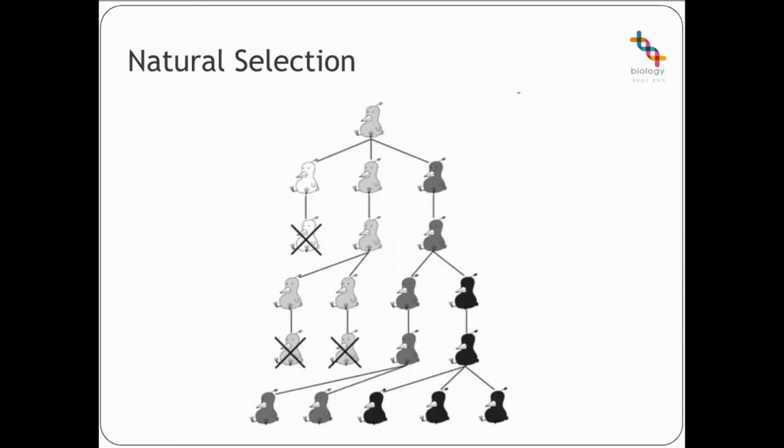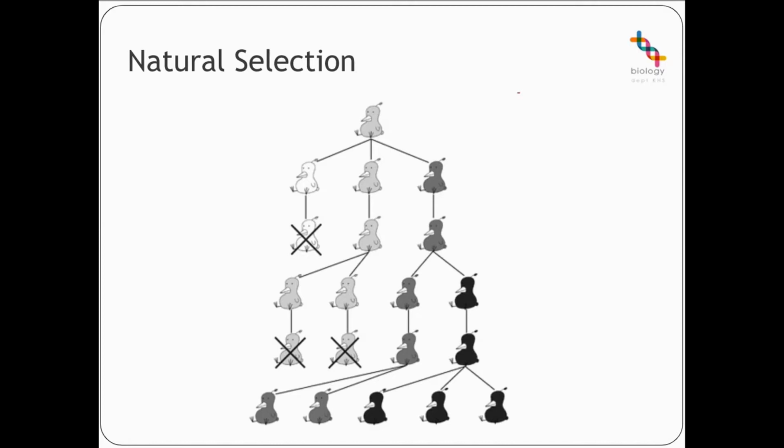Now, when it comes to natural selection, this is our non-random process, and that occurs when populations produce more offspring than the environment can support, and that results in a selection pressure. So there isn't enough resources to go around to support all of those individuals. There is competition between individuals of the same species.